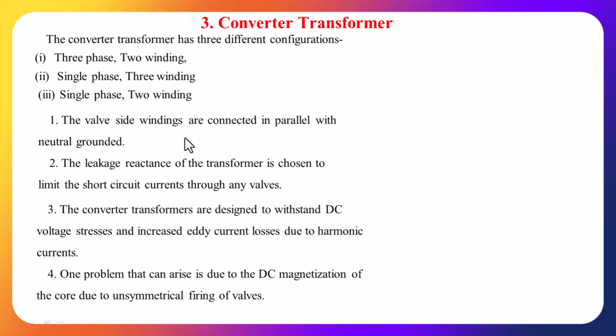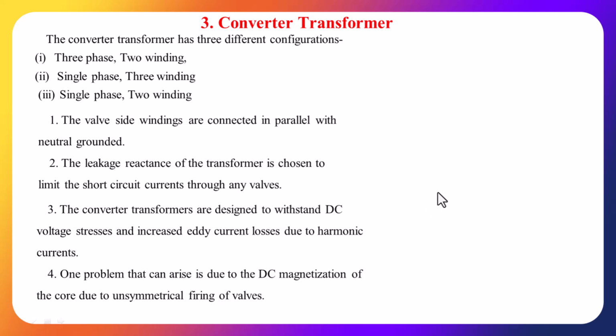Next, the leakage reactance of the winding is designed in such a way that it can withstand the short circuit current of the SCRs or valves. When the converter is operating, some amount of DC voltage will be injected into the transformers as well as the DC side also. It has to be designed in such a way that it can withstand the DC voltage stress, and it will also increase the eddy current losses due to the harmonic currents.